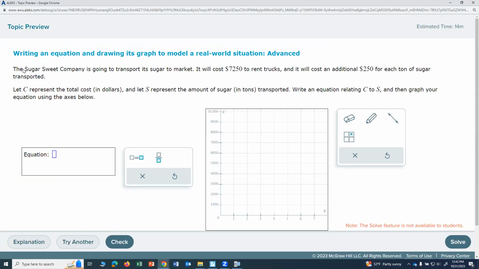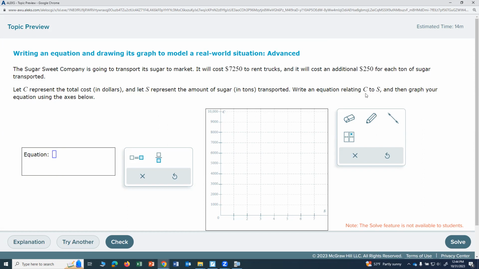And we're doing the same thing. It says that the Sugar Sweet Company is going to transport its sugar to market. It will cost $7,250 to rent trucks, and it will cost an additional $250 for each ton of sugar transported. C is the total cost, and S is the amount of sugar in tons transported. We want to write an equation relating C to S.